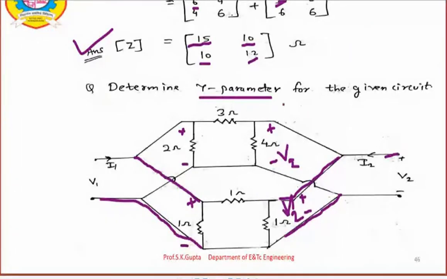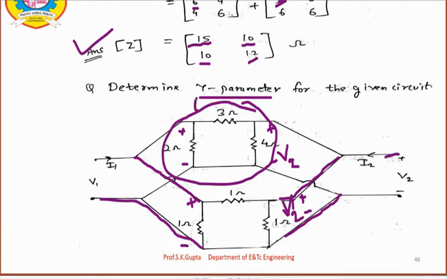Okay. Now, what is your observation about these 2 ohm, 3 ohm and 4 ohm? How are they connected? This is nothing but a pi connection. Again, these 1 ohm, 1 ohm, 1 ohm are connected in a pi type of connection.